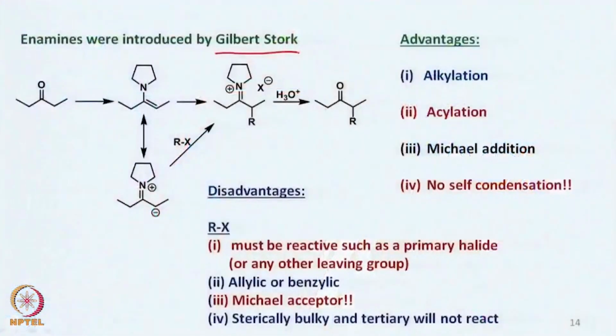So Gilbert Stork at Columbia University introduced enamines. As we can see, we can take a ketone and react it with a base, a secondary amine like, say, pyrrolidine, and then we get the enamine, which is of course in resonance with this kind of species. So we have an enamine, and when RX is added, the negative charge attaches to the R, we get this, and then hydrolysis leads to the generation of the ketone.